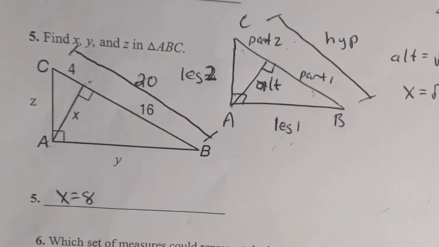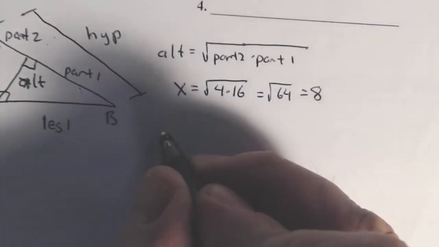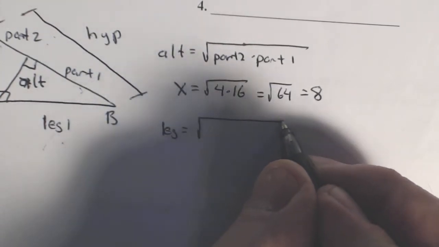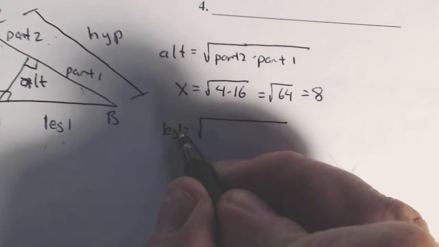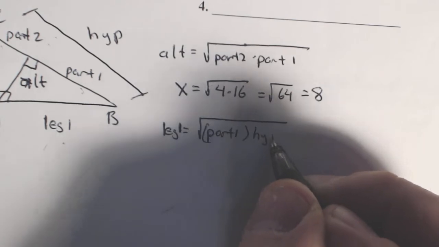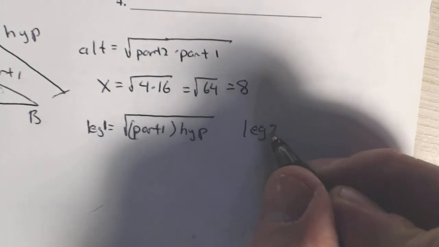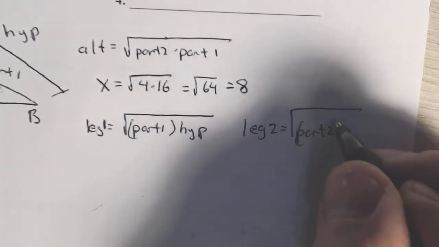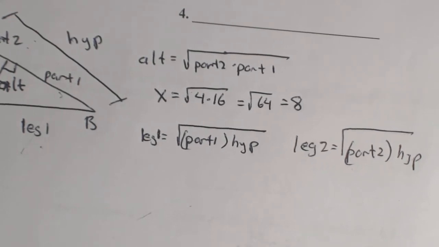Okay, so now what we do is, write the rule over here, leg is the geometric mean. That means it's the square root of the part next to that leg. I'll do this in terms of leg 1. It's the geometric mean between part 1 and the whole hypotenuse. Leg 2 is the geometric mean between the part of the hypotenuse next to that, which is part 2, and the whole hypotenuse. So we're just going to do 2 more geometric mean problems.